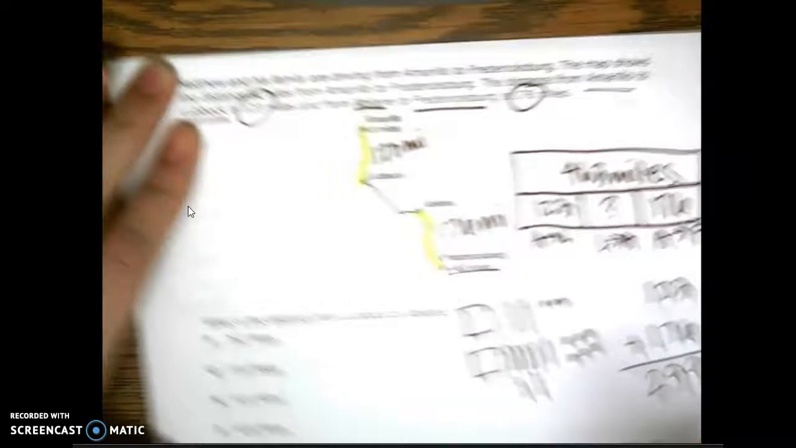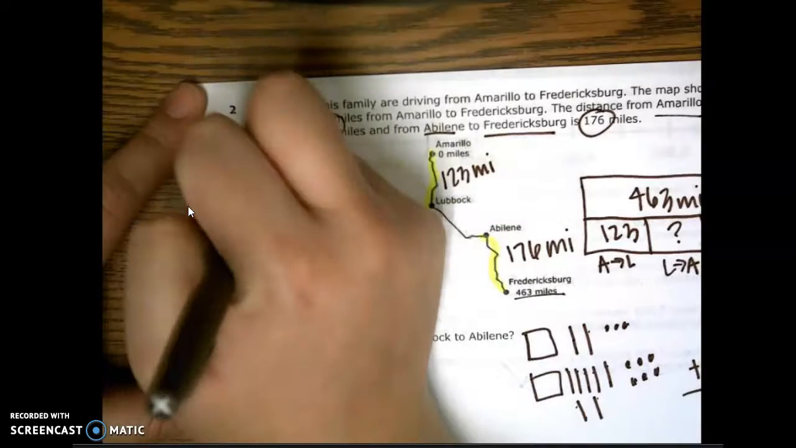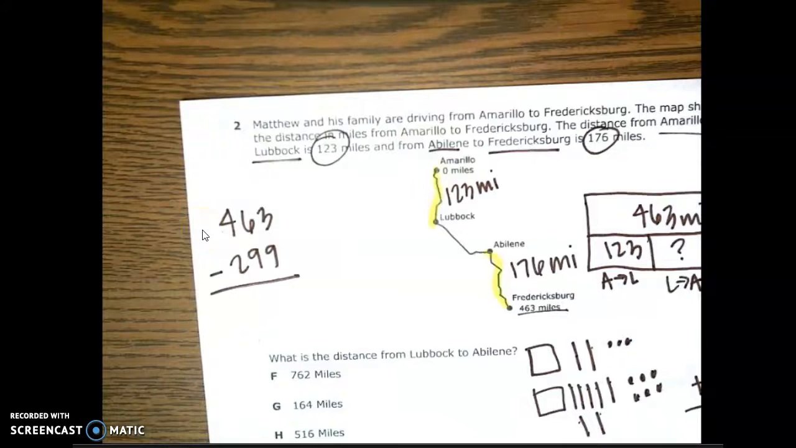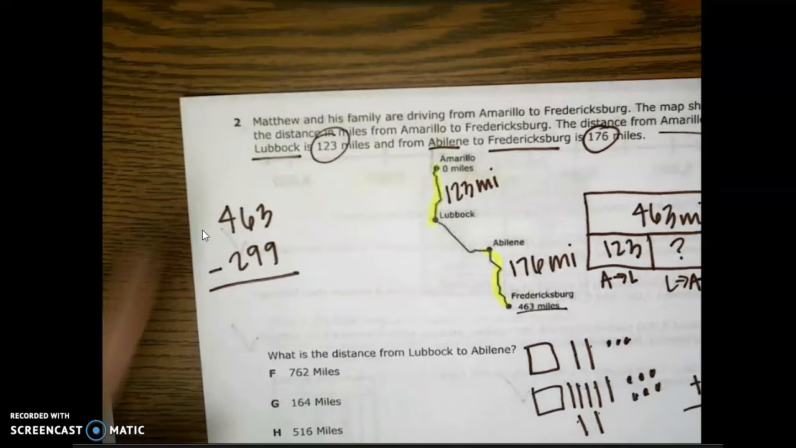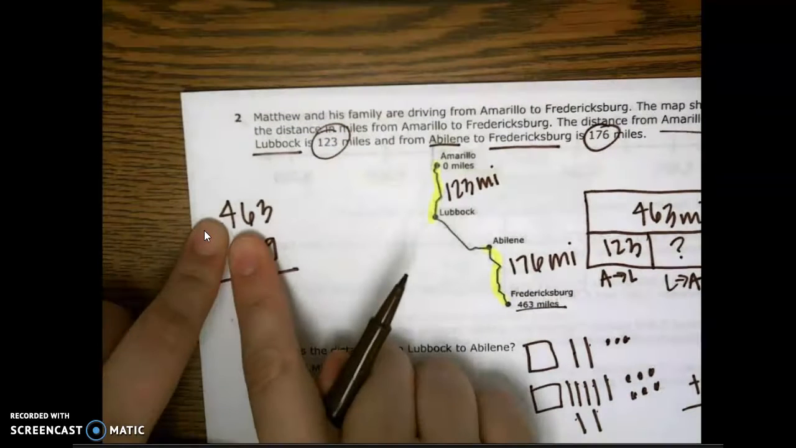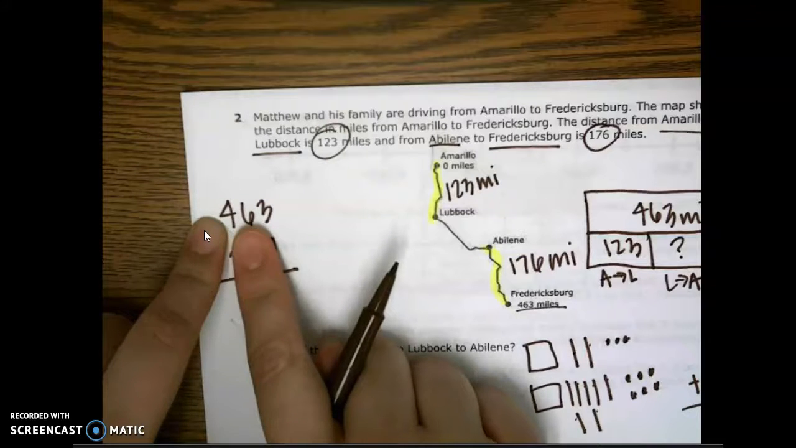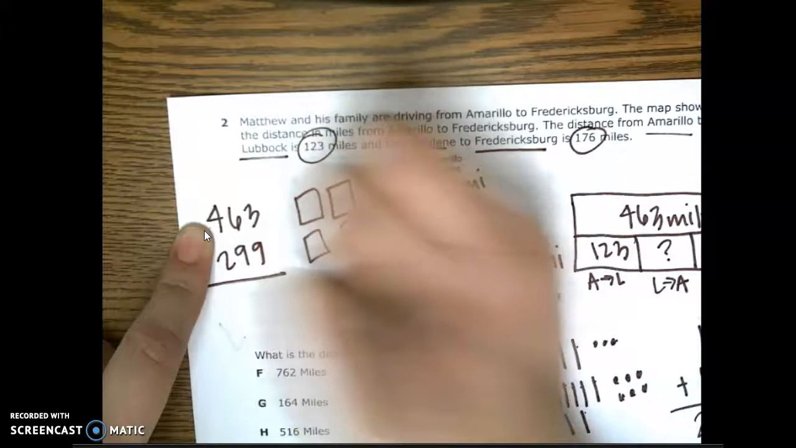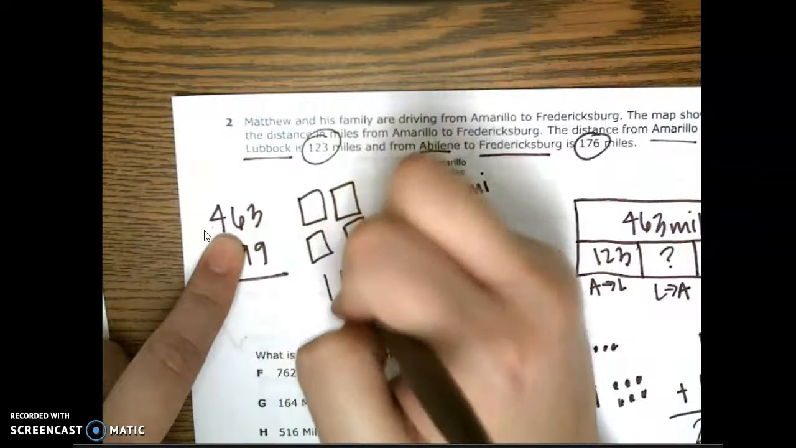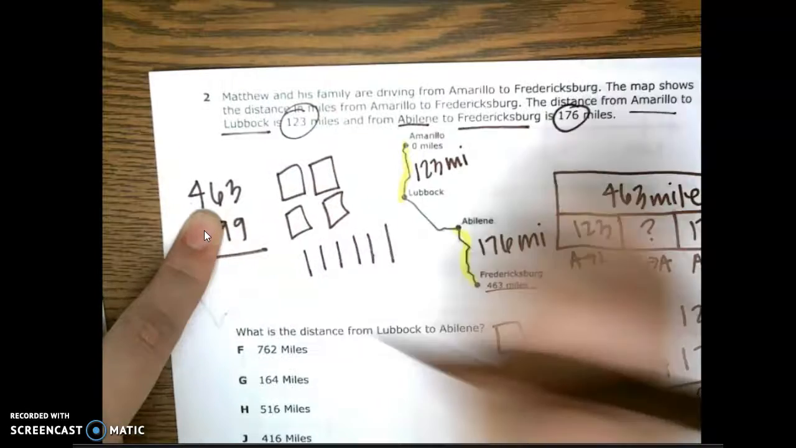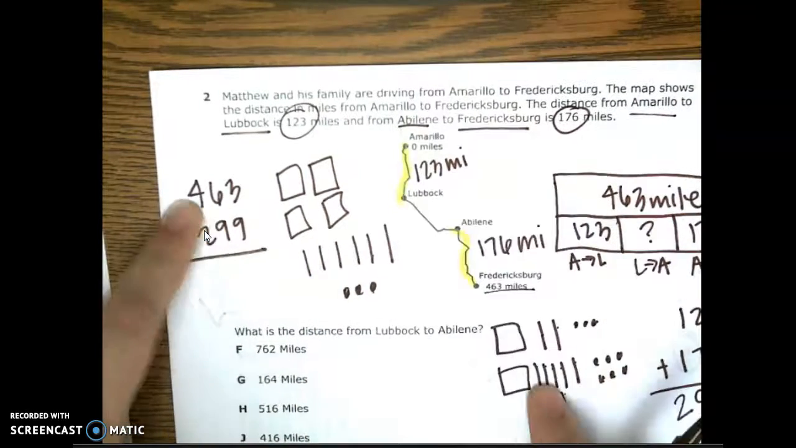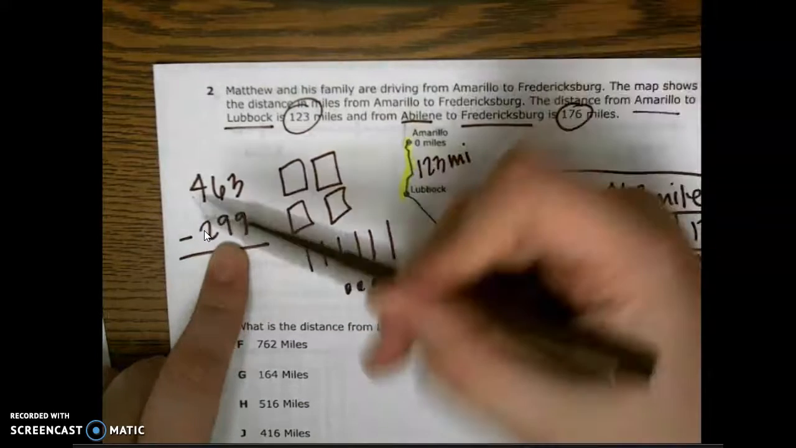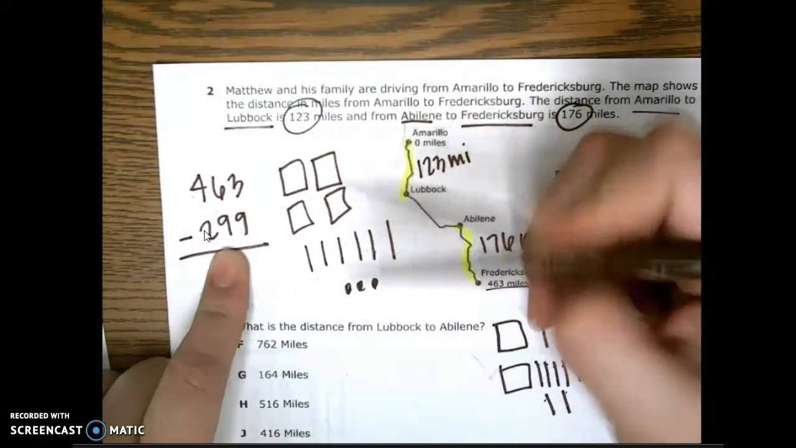So I'm going to subtract 463 minus 299. When you subtract, all you draw is your largest number. So 400, 60, and 3. There is 463 represented in base 10 blocks. It wants us to take away 9 ones. You cannot take away 9 ones. You only have 3 ones.